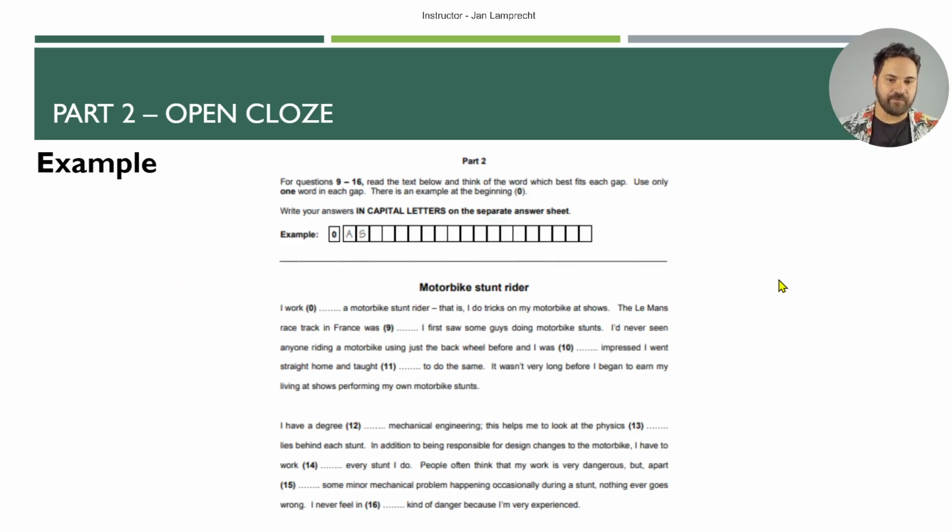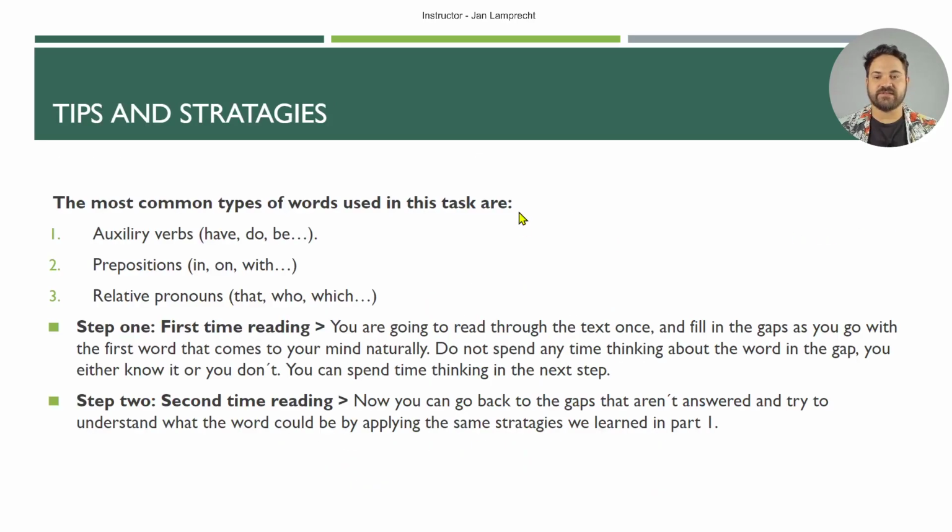This is an example, okay? So please write in capital letters, in pencil, okay? So as you can see, I work as a motorbike stunt rider. We're going to look at it in more detail now, but you need to write in a word in every single gap. 1 word, please. Okay, so moving on. 8 questions, 1 mark for every correct answer.